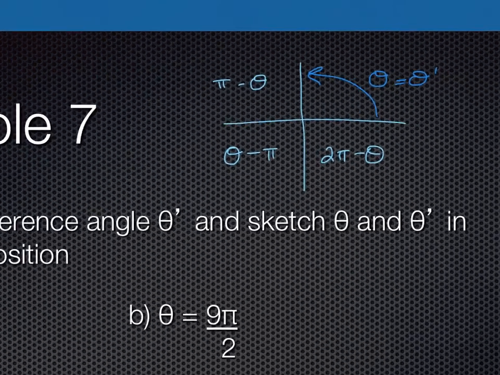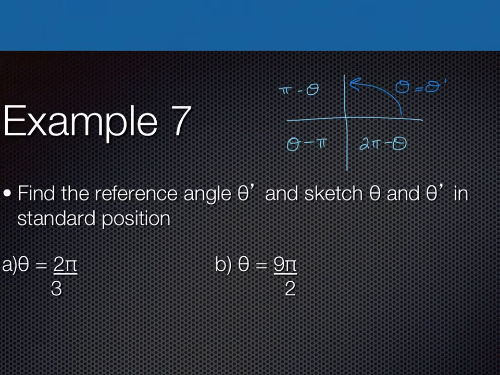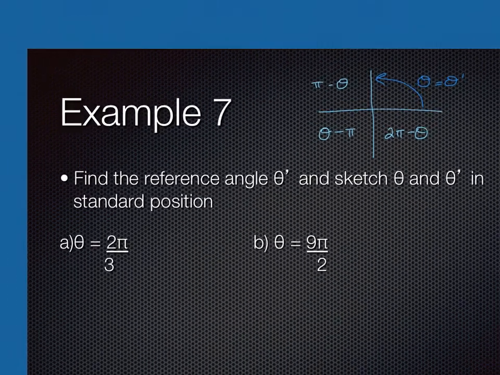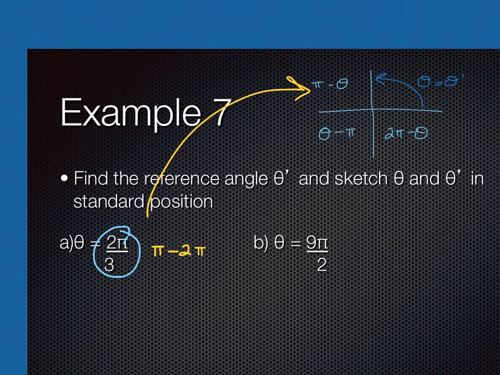So the first thing you do is figure out in which quadrant you're located and then go from there. So 2 pi over 3, hopefully we're getting the hang of this now. That's bigger than a half, but less than 1, which means this goes in the second quadrant. And in the second quadrant, we would do pi minus 2 pi over 3. And this becomes 3 pi over 3 minus 2 pi over 3. And my reference angle is pi over 3.